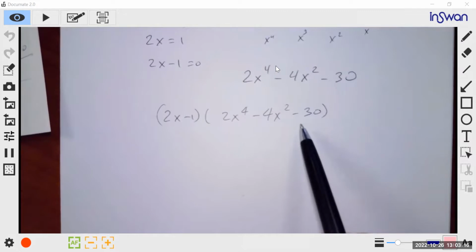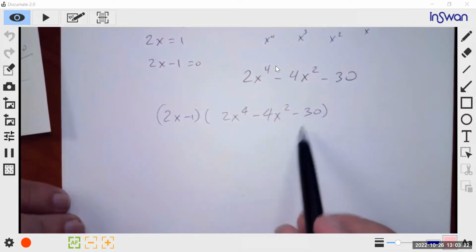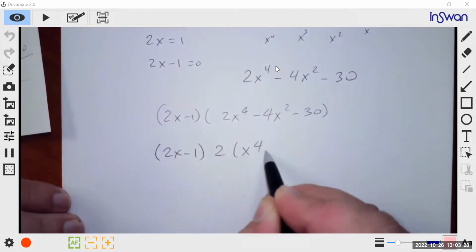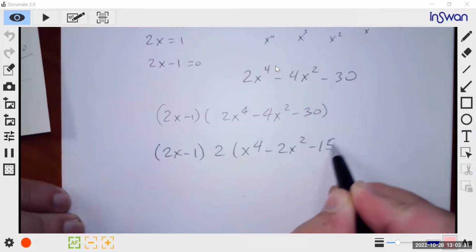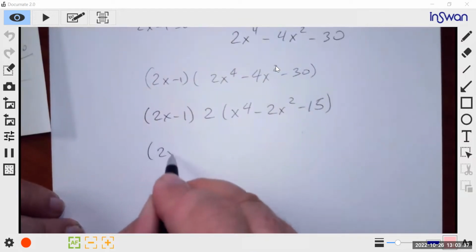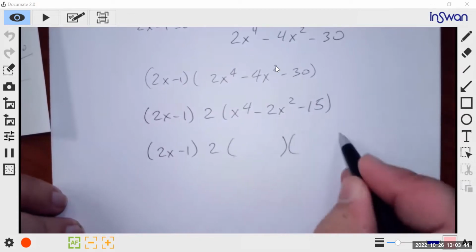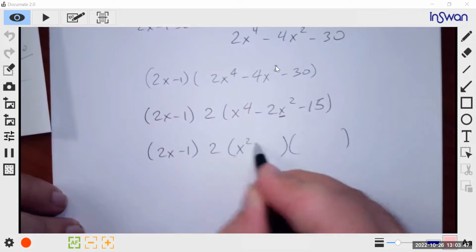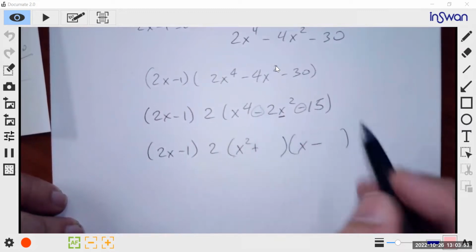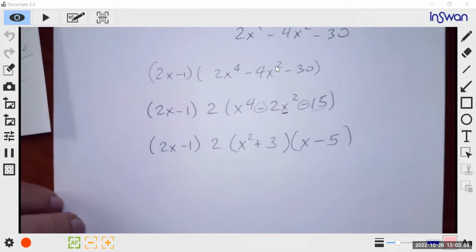Does this look familiar? Do they have anything in common? They have a 2 in common, so we factor out a 2. Remember, whenever you solve these, you always solve for the middle. So it's x squared, x squared. Opposite signs, the bigger number goes there. So what times what is 15? When you subtract them, you get 2. 5 and 3.